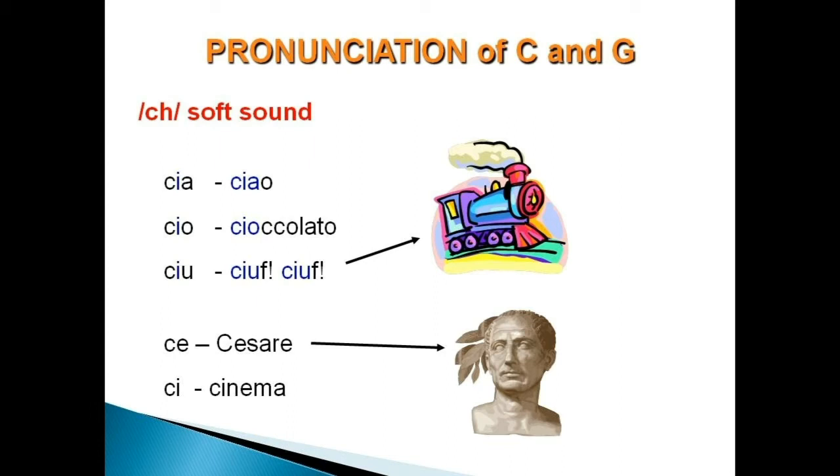Ce, Cesare. Ci, cinema. In this case, what I want you to notice is that we say cinema and not kinema. When we want to write the sound C, the syllable C, we actually spell SI. So C would be SI and se would be spelled SE. This is ce and chi.